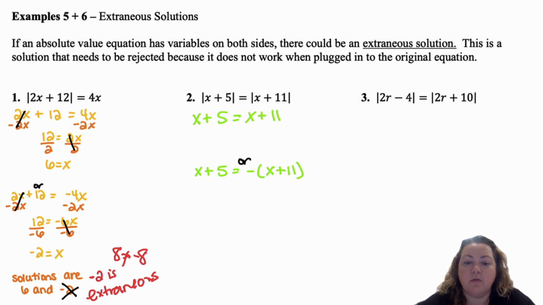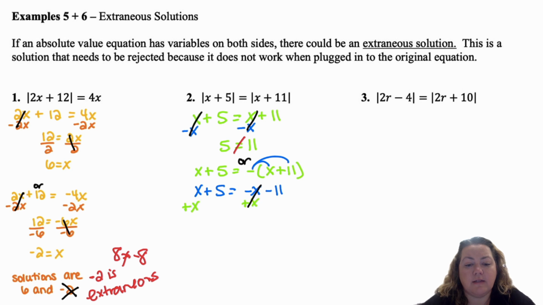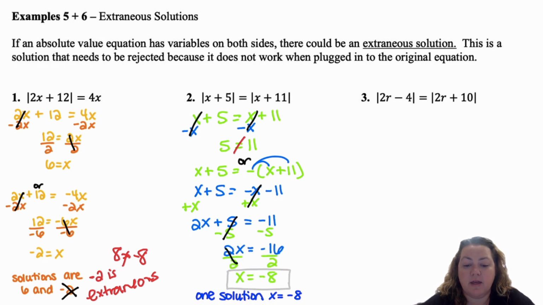All right, on the other one, I have x plus 5 equals x plus 11, and x plus 5 equals negative (x plus 11). If I solve for x, I subtract the x's, and I'm left with 5 equals 11, which is not true. So there's no solution to that one. The other one, I'm going to distribute the negative. Now if I combine the x's, I get 2x plus 5 equals negative 11. Move the 5. I get 2x equals negative 16. Divide by 2. x equals negative 8.